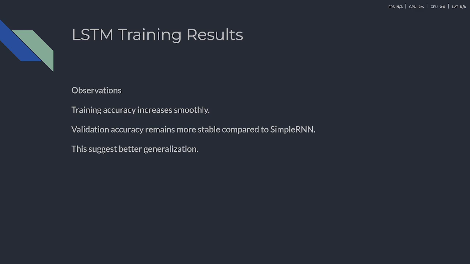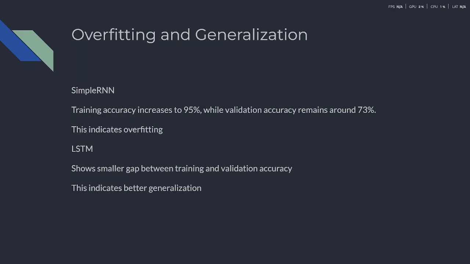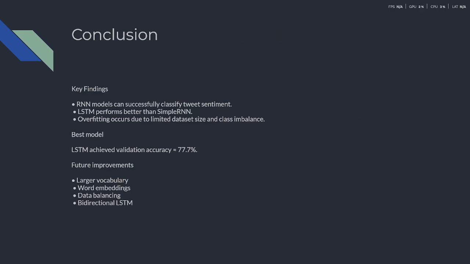Model comparison. Comparing the two models, LSTM outperforms simple RNN with a validation accuracy of approximately 77 to 78%. Overfitting and generalization. The simple RNN model shows signs of overfitting since training accuracy becomes much higher than validation accuracy. And to conclude, both models can perform sentiment classification effectively, but LSTM provides better generalization and higher validation accuracy.